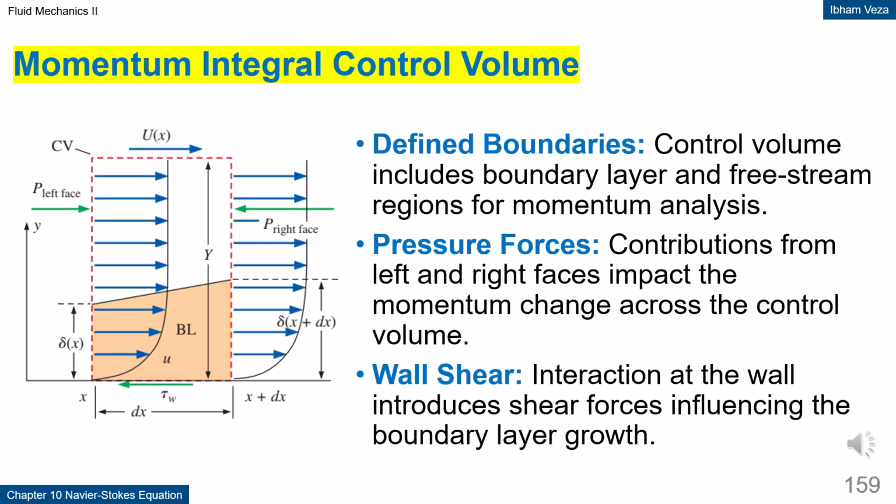Momentum integral control volume. The control volume is defined to include both the boundary layer region and the free stream above it. The momentum analysis considers pressure forces on the left and right faces and the shear force at the wall. The change in momentum inside this volume must balance these forces. This approach allows the derivation of an integral equation without solving the full Navier-Stokes equations. This concept is the basis of the Kármán integral equation.